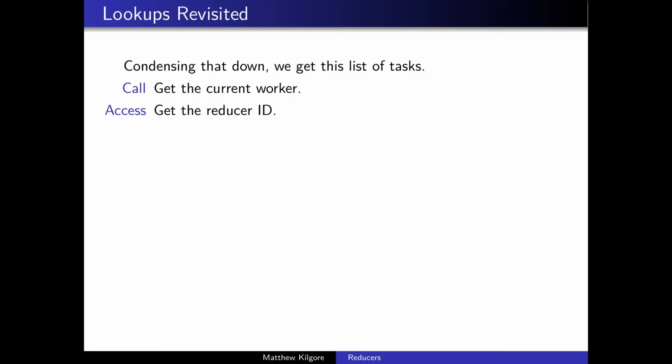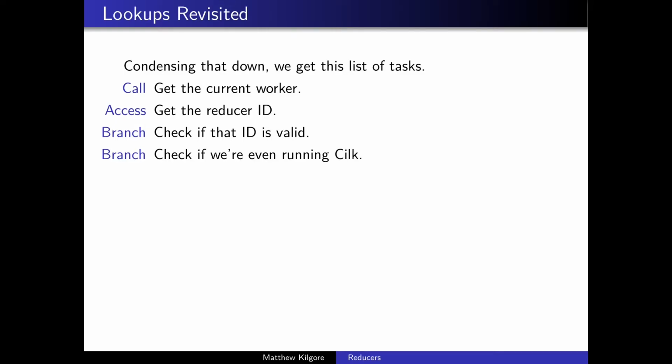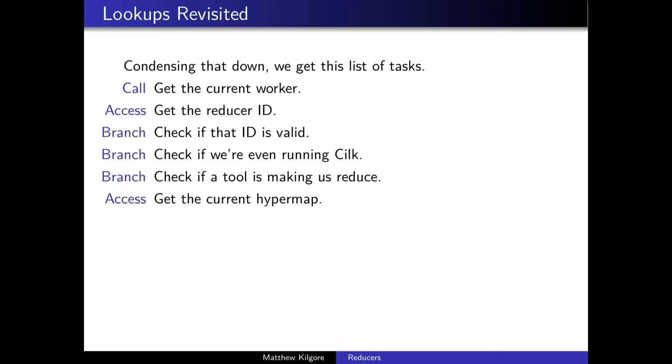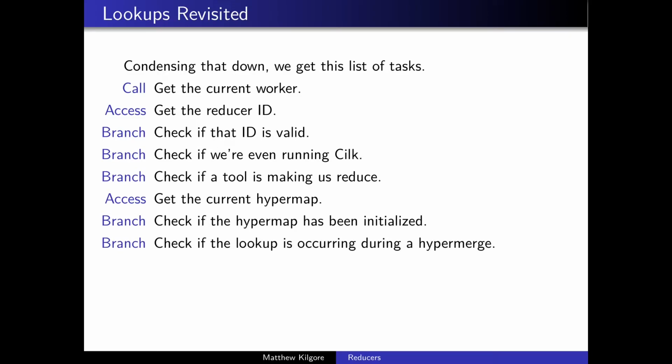That's a memory access. Then we have a branch to see if that ID is even valid. Then we have another branch to make sure that Cilk is even running. Then we have yet another branch to check if a tool is making us reduce. Then we have another memory access to get the current hypermap. Then another branch to check if that hypermap has been initialized.